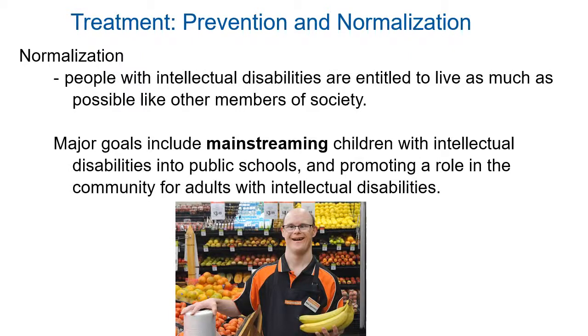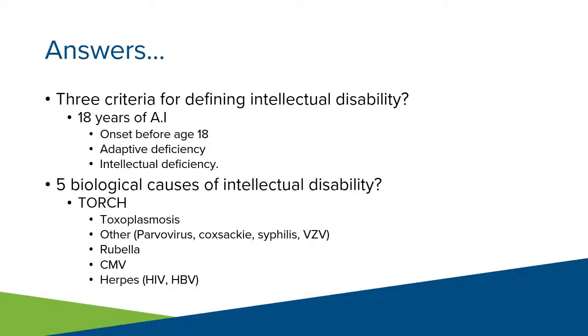Now the answers to our questions from before, the 3 criteria for defining intellectual disability. The 3 criteria for defining intellectual disability can be described by the mnemonic 18 years of artificial intelligence, or AI. And those criteria are going to be an onset before age 18, adaptive deficiency, and intellectual deficiency.